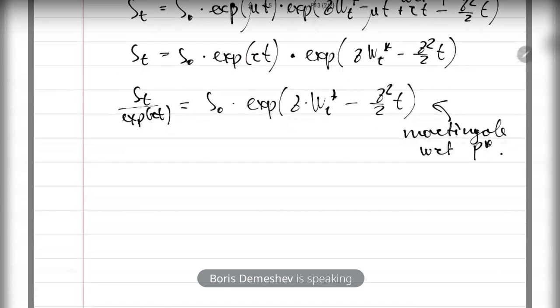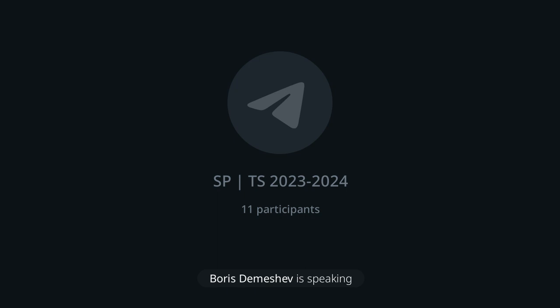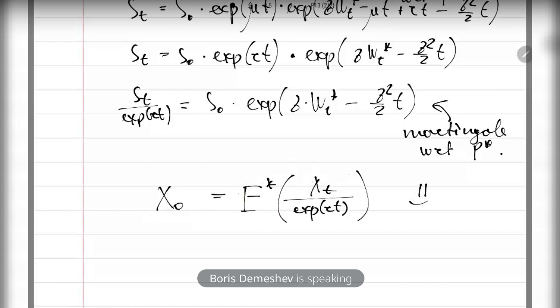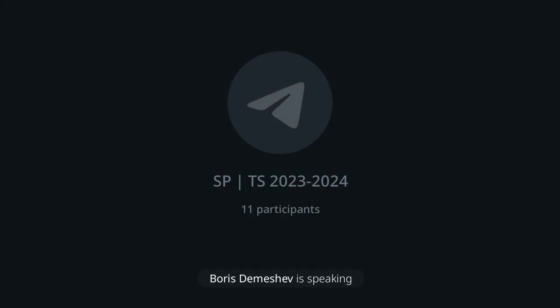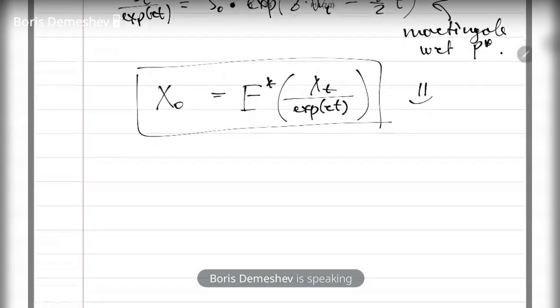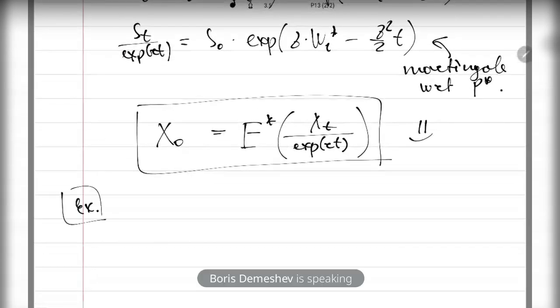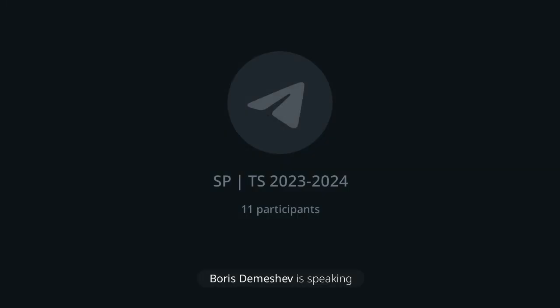And the basic idea is that we can calculate the price of any European type asset in the Black-Scholes model by simply applying the idea that X0 is the expected value under P star of XT divided by exponent of RT. So that's all. We have one formula to calculate the price of any European type asset. Okay, let's just do an exercise. Any pricing problem is a problem of calculating an expected value.